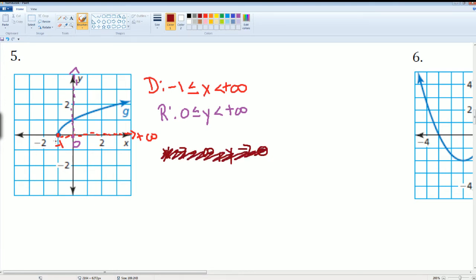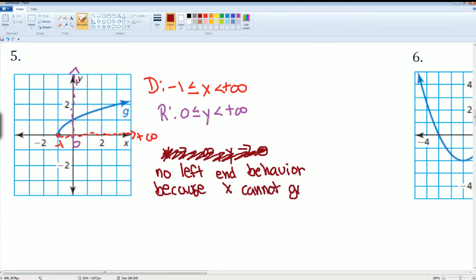Okay, this really doesn't have a weird end behavior. So there is really no end behavior here. There is no left end behavior, because you can't really go to negative infinity. x cannot go to negative infinity. Okay, but you could say, is there a right end behavior?